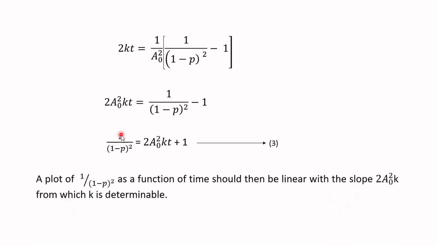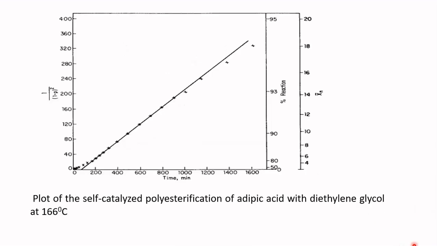A plot of 1 over (1 minus p) whole square as a function of the time t should then be linear with the slope 2 A naught square into k, from which k is determined. Now you look at this graph. It is a plot of the self-catalyzed polyesterification of adipic acid with diethylene glycol at 166 degrees Celsius. As I mentioned, this should be linear.